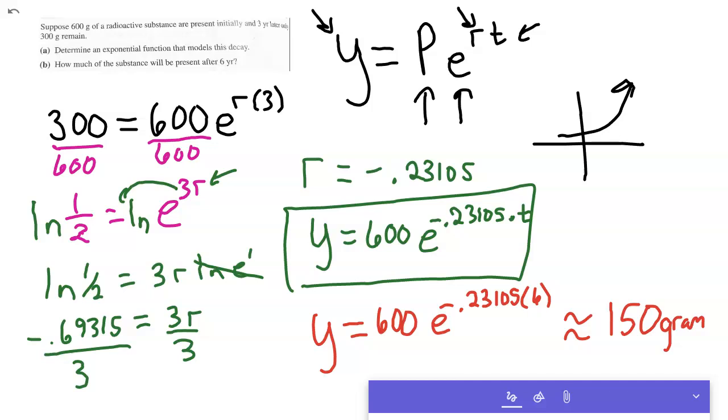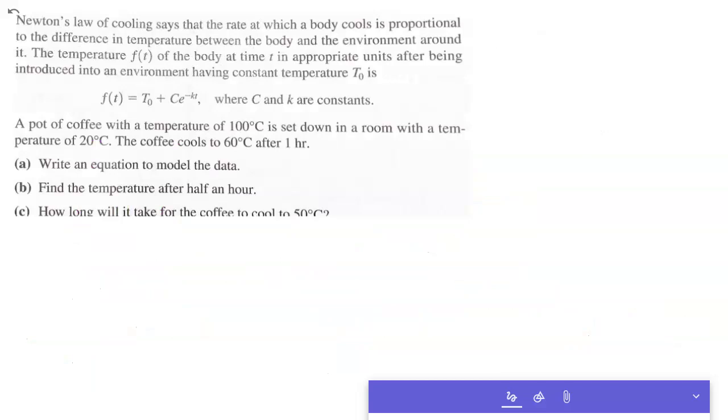Second problem, again, they're all very similar. And so this next problem is a little tougher. Newton's law of cooling. Anything cools, you stick a hot cup of coffee on the desk, it's going to cool at this rate.